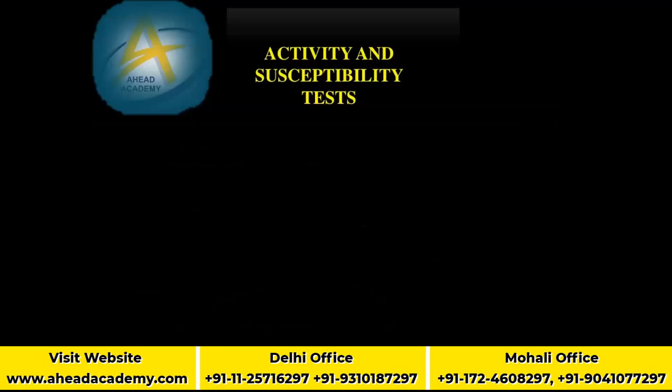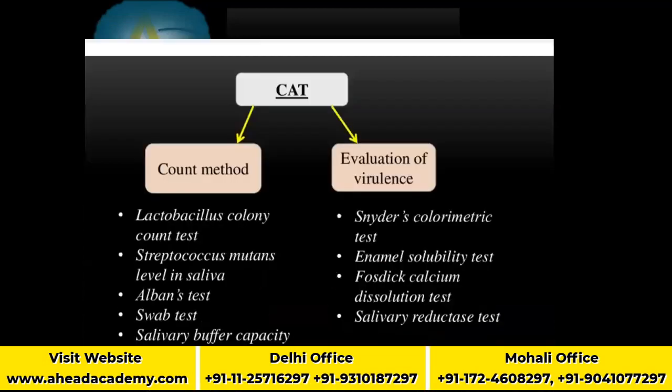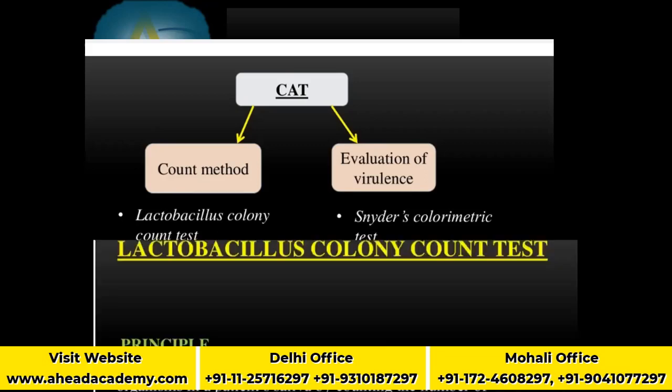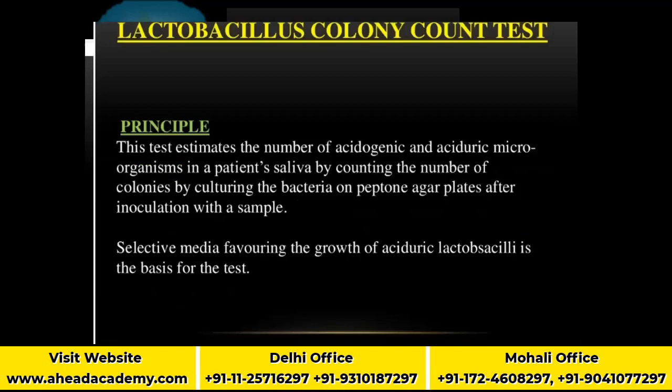First, we are going to talk about the activity and the susceptibility tests. Caries activity tests are classified, as you can see on the screen, into the count method and the evaluation of virulence. The evaluation of virulence tests are further enumerated as Snyder's colorimetric test, enamel solubility test, caustic calcium dissolution test, and salivary reductase test. The count method basically counts the colonies, for example, the Lactobacillus count test, Streptococcus mutans level in saliva or the swab test, saliva buffer capacity test, or the Albin's test. First, we are going to understand the Lactobacillus colony count test.